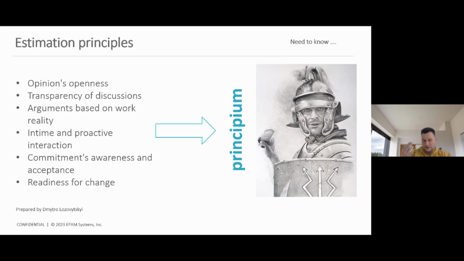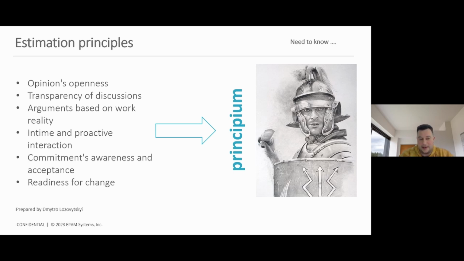If you understand that you need to be prepared for estimation practice, for example, for a refinement session with estimation practice in 2 days, please do your preparations. Don't wait until somebody reminds you 15 minutes before the meeting. It's not the right approach. Please be responsible.